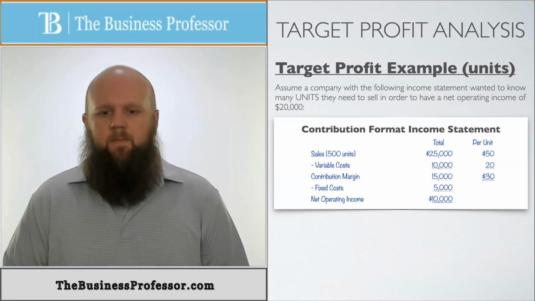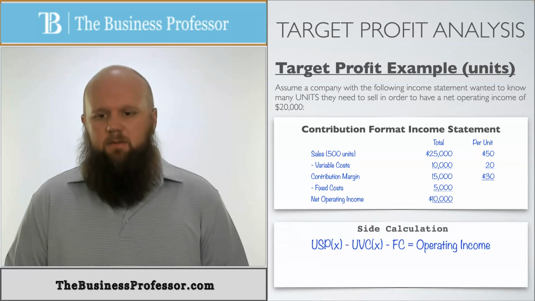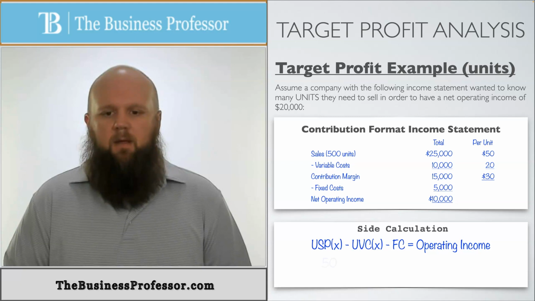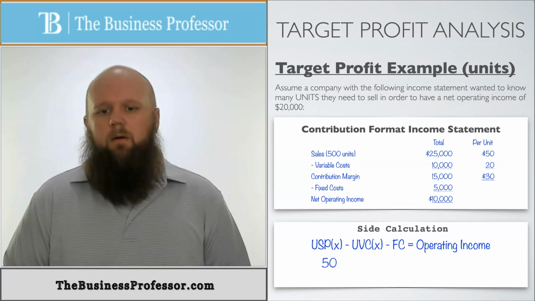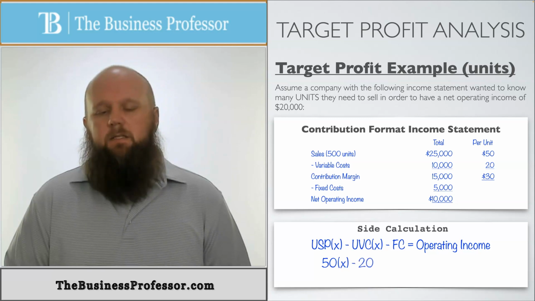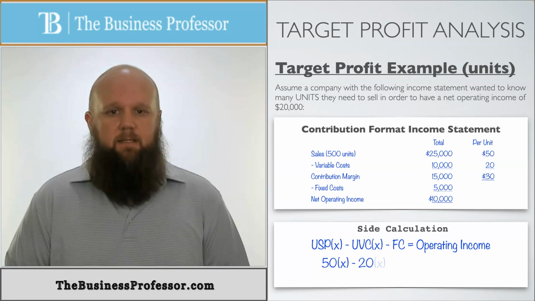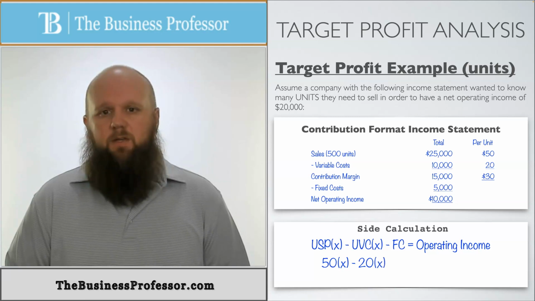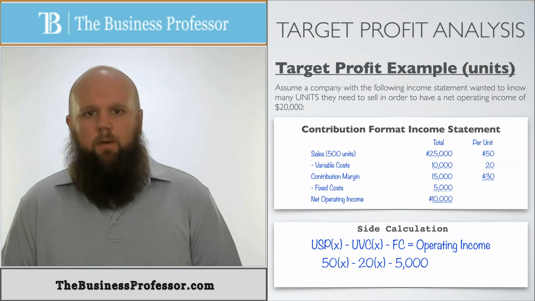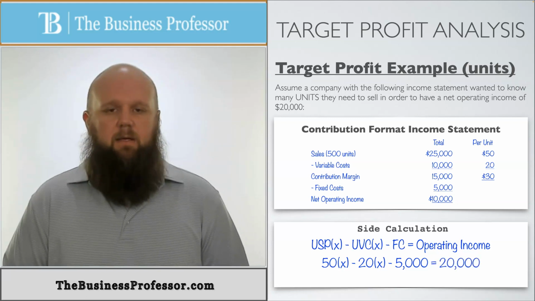Let's go through this. Using our equation, USP times X minus UVC times X, we can use this one if we wanted to. 50 is our USP, times X, that's what we're looking for, minus 20, which is our UVC, again given to us, times X. Our fixed cost is a total of 5,000, so minus 5,000. And we're going to put in what we want our operating income to be, which is 20,000. So set that equal to 20,000.